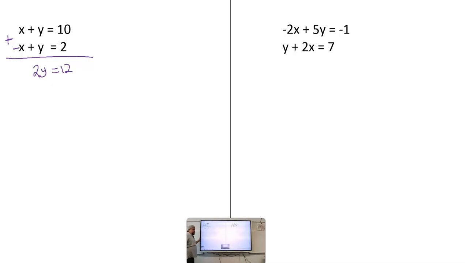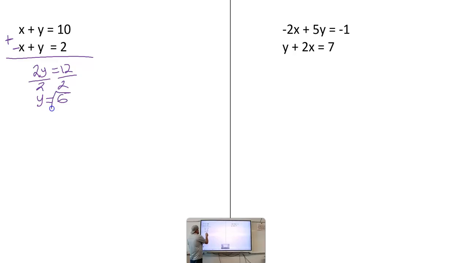We're going to learn what to do later if I give you something that doesn't have things that are actually opposites already. But for today, we're focusing on if there are opposites given to you. All right, so to continue, we're going to divide both sides by 2, and we get y equals 6.